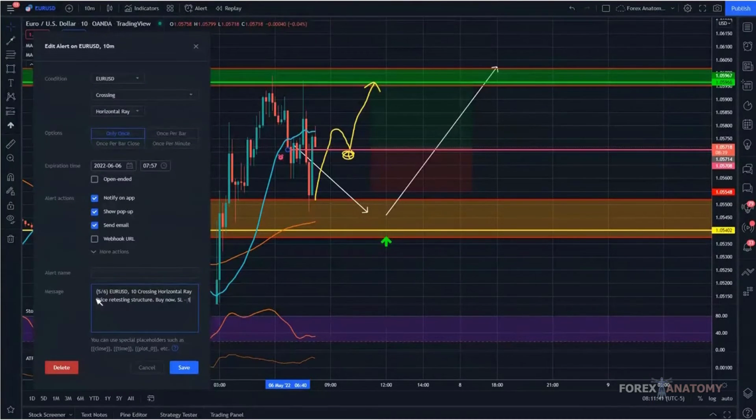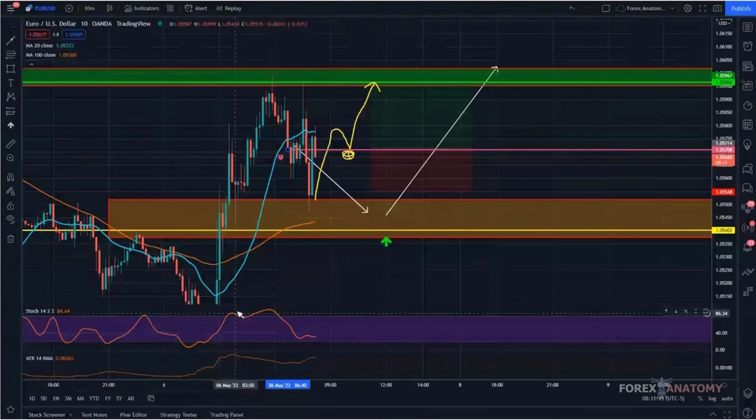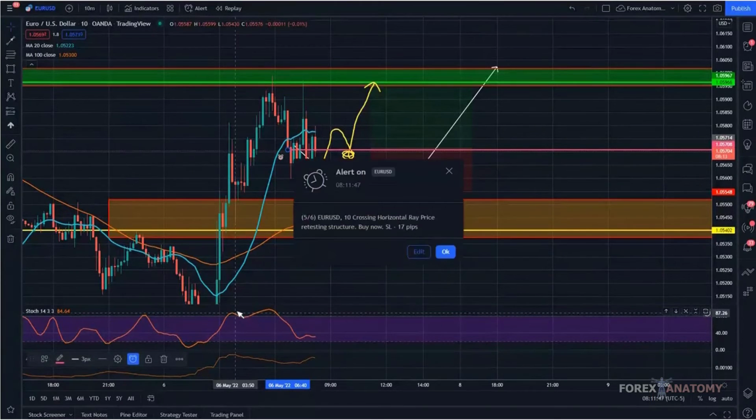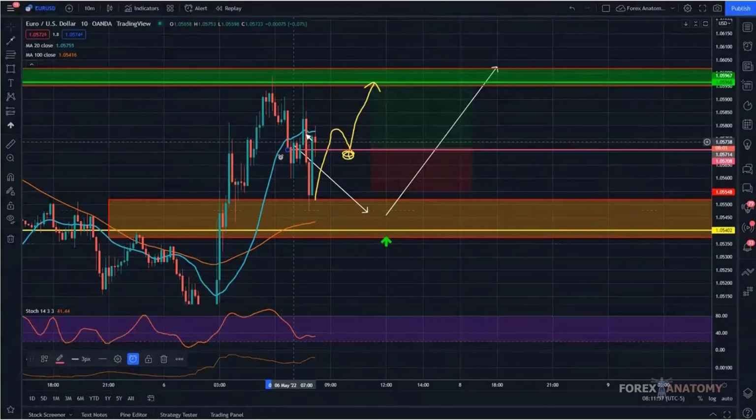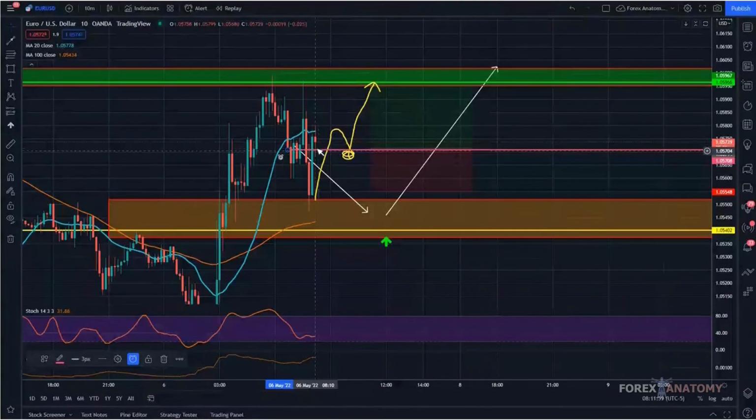Stop loss 17 pips. Yeah, and it's right there right now. So if you want to, you could enter your buy right now. So yep, you can enter your buy now, and let's see what happened. You can see that price responded.